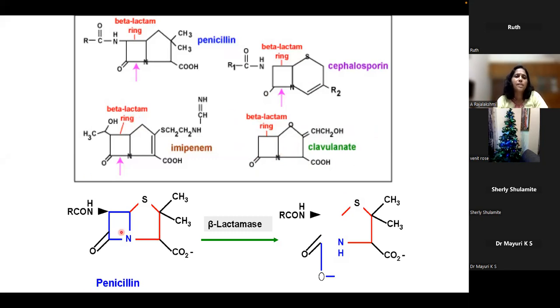If a penicillin is given and there is a beta-lactamase-producing bacterium, it will open this ring, destroy it, and make the penicillin inactive. So beta-lactamase is an enzyme produced by the bug which makes the drug inactive by dissolving the beta-lactam ring. But by using a combination with a beta-lactamase inhibitor like clavulanate, we are trying to overcome this.